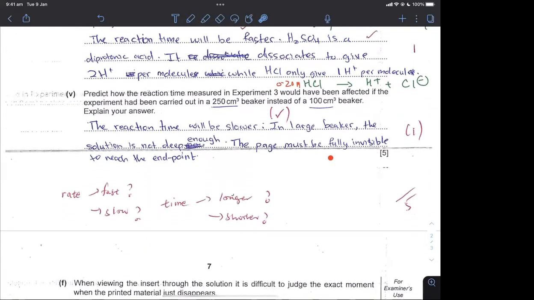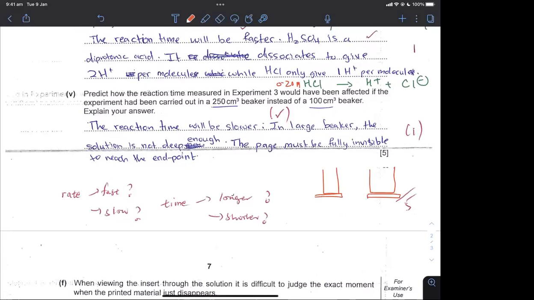This one is a very popular question. I'm not saying that this will come out. Yeah? I have no idea what's going to come out. This is just one of those things because you guys haven't done this before. I thought it's quite nice to go through this. This is saying if you use bigger versus smaller, is your cross going to disappear faster or slower?